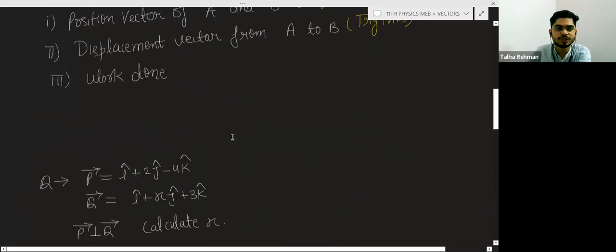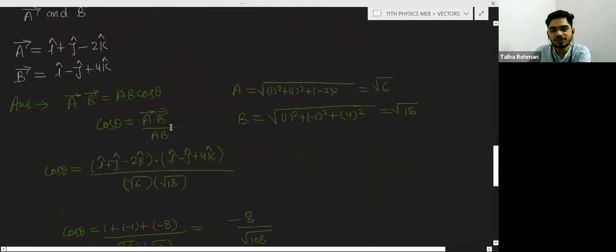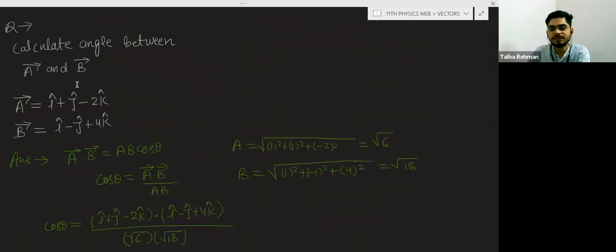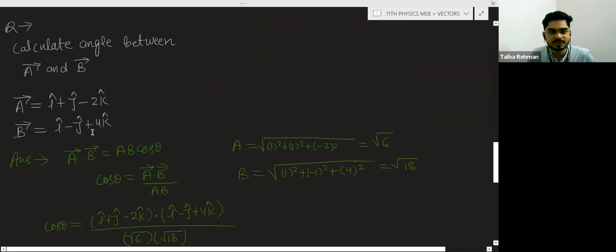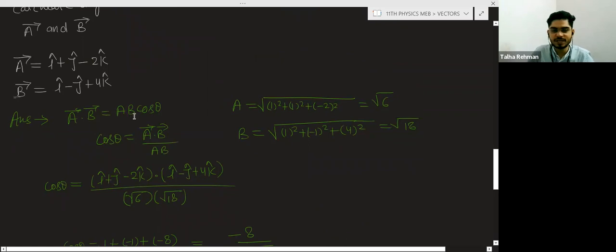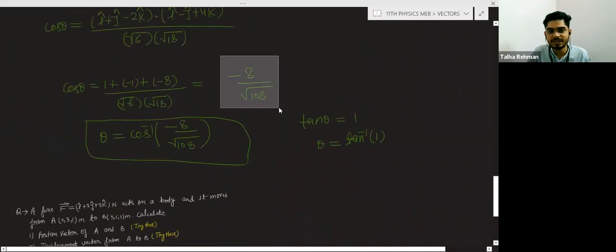So dot product, you should know what is dot product. I have done one question also, and this question you can do. Calculate the angle between the vector A vector and B vector. A vector is given as this, B vector is this. So you will write A dot B, and A dot B is AB cos theta. Theta is the angle between A vector and B vector. So cos theta can be calculated from this equation: A dot B divided by AB. So we will calculate A dot B, and A means the magnitude of A, B means magnitude of B. We will put all the values and we will get finally minus 8 by root 108, and this theta will be given by cos inverse of minus 8 by root 108. This is cos theta, and when you calculate this, theta will become cos inverse of minus 8 by root 108. Like tan theta is equal to 1, so we can write theta is equal to tan inverse 1.